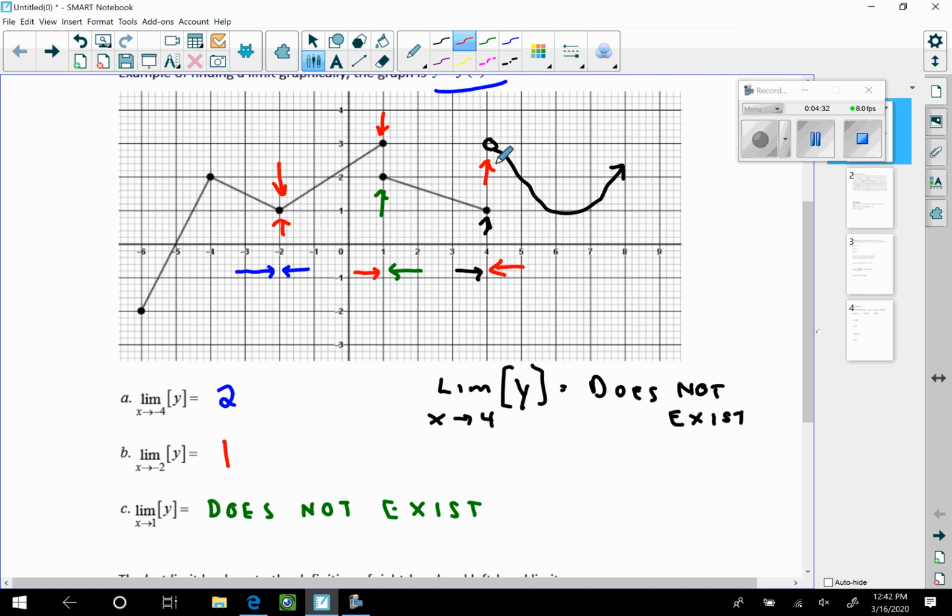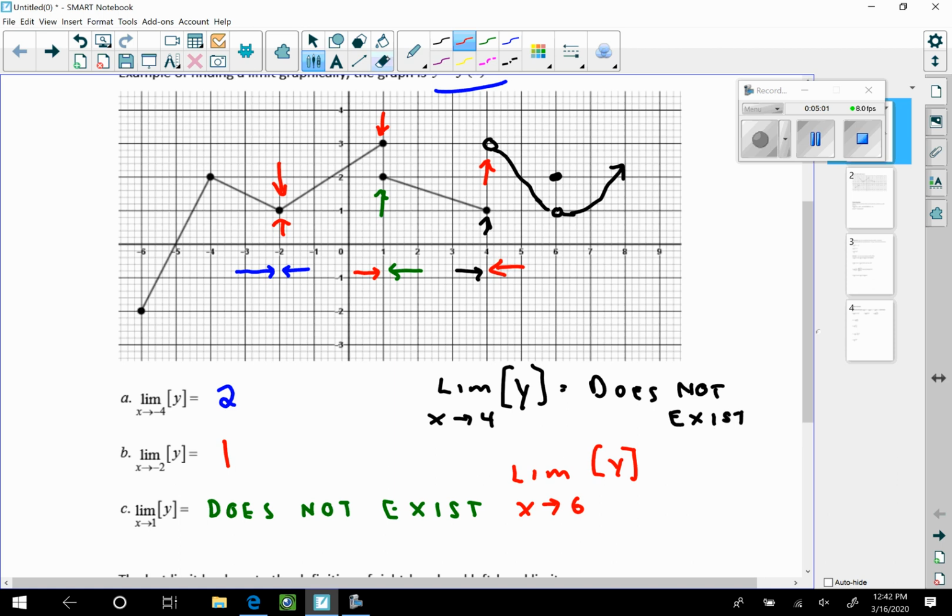I'm going to do one more example with this graph. I'm going to come up here with my eraser, and I'm going to put an open circle here at 6. I'm going to connect my graph. And then I'm going to put a solid circle up here. And I'm going to ask the very important question: what is the limit as x approaches 6 of y?